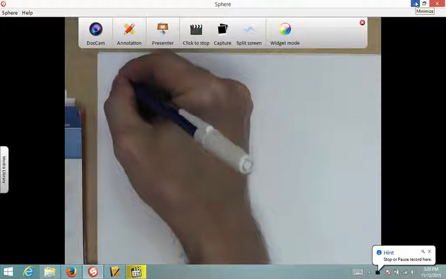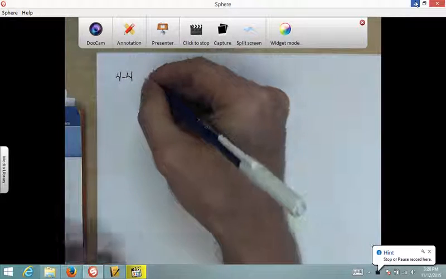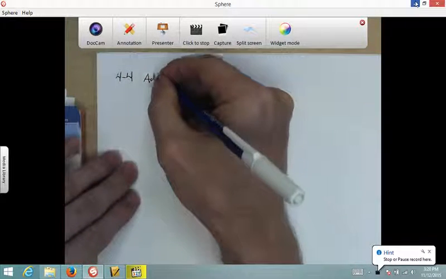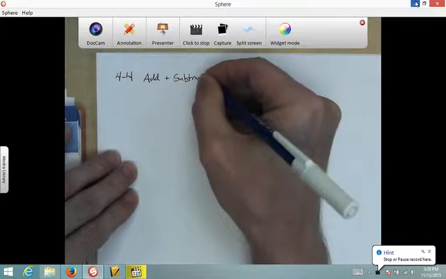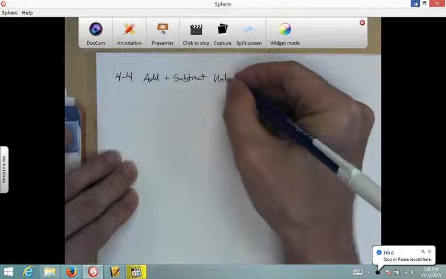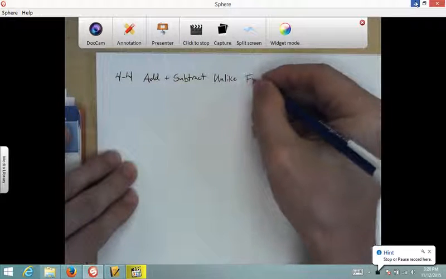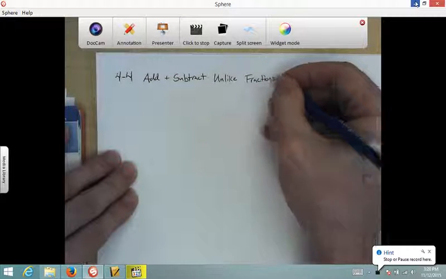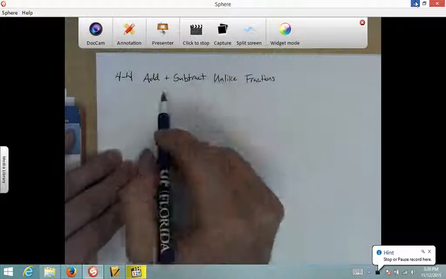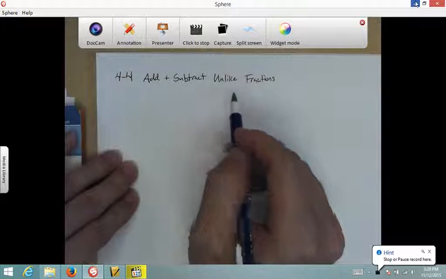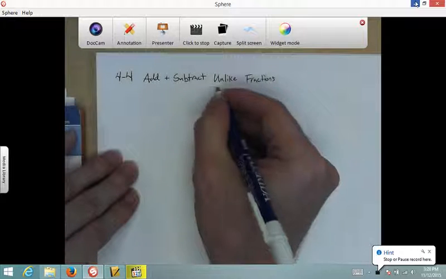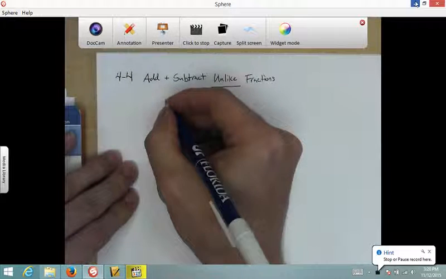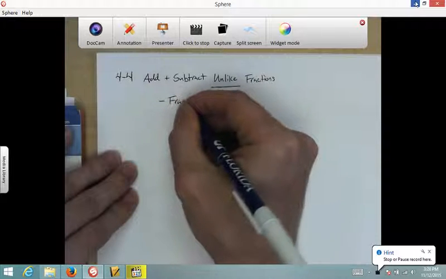Alrighty, boys and girls, so now we are on to Chapter 4, Section 4, and the name of this section is Add and Subtract Unlike Fractions. Now, last lesson we were adding and subtracting like fractions, and like fractions were fractions that had the same denominator. So unlike fractions are fractions with different denominators.